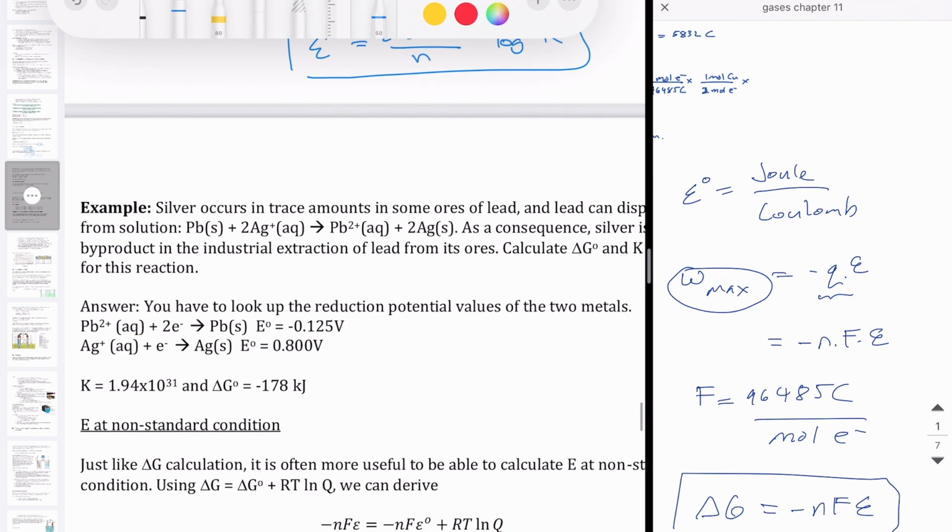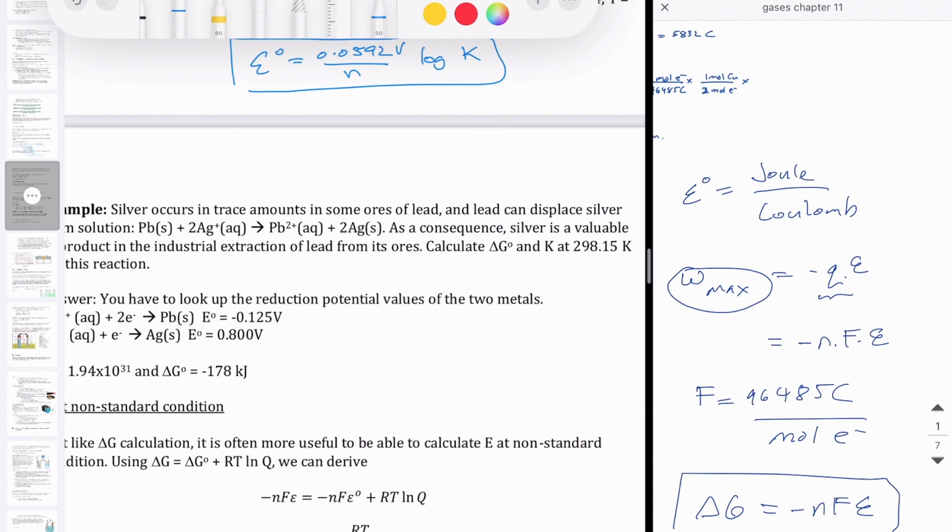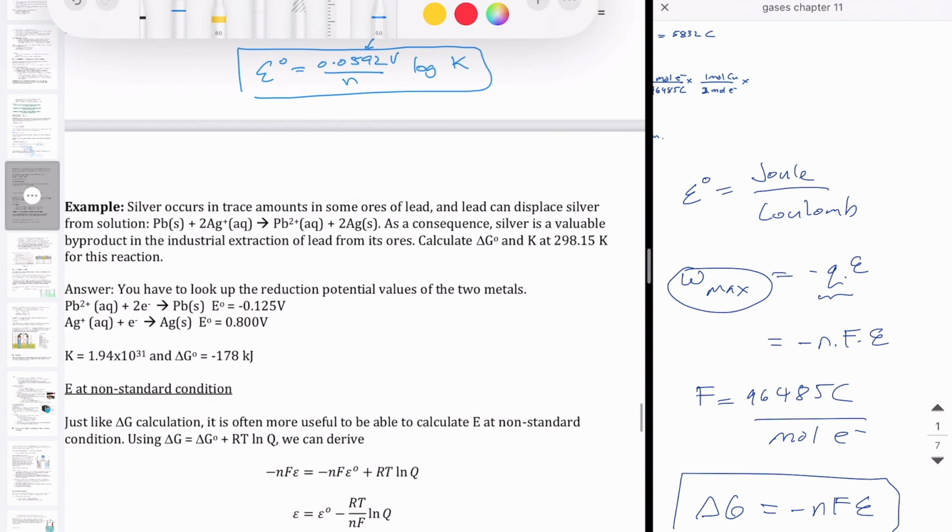In that case, you just remember the 0.0592 and then you have the number of electrons at the bottom and then the equilibrium constant. All right, let's take a look at how we can apply this to a situation in electrochemical cells and relate that to both the equilibrium constant and delta G.